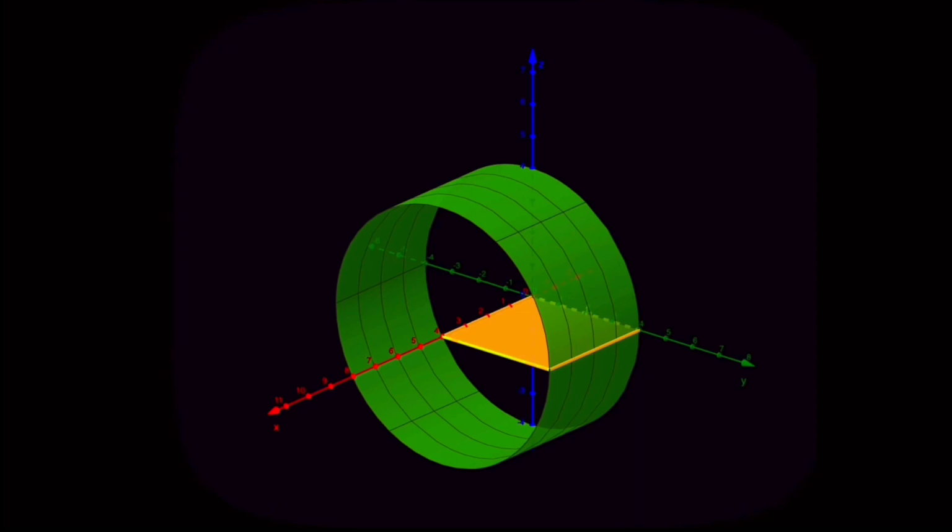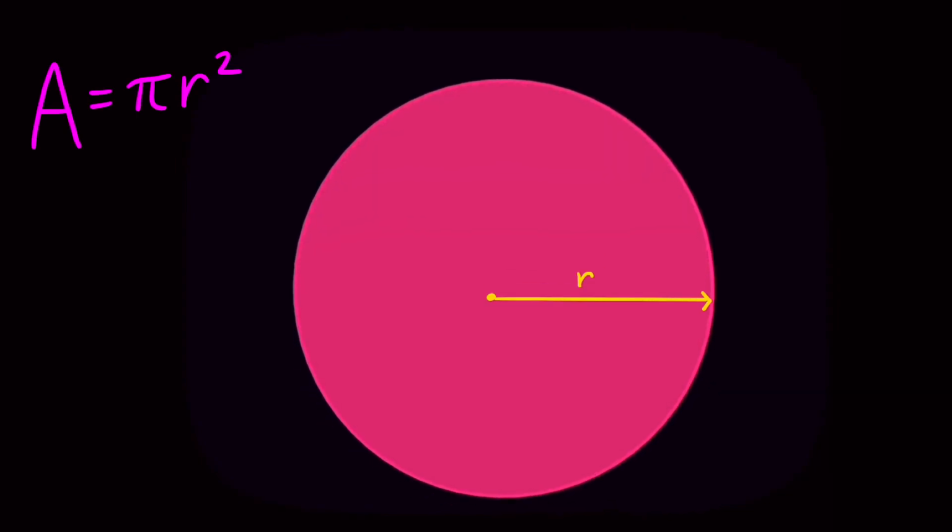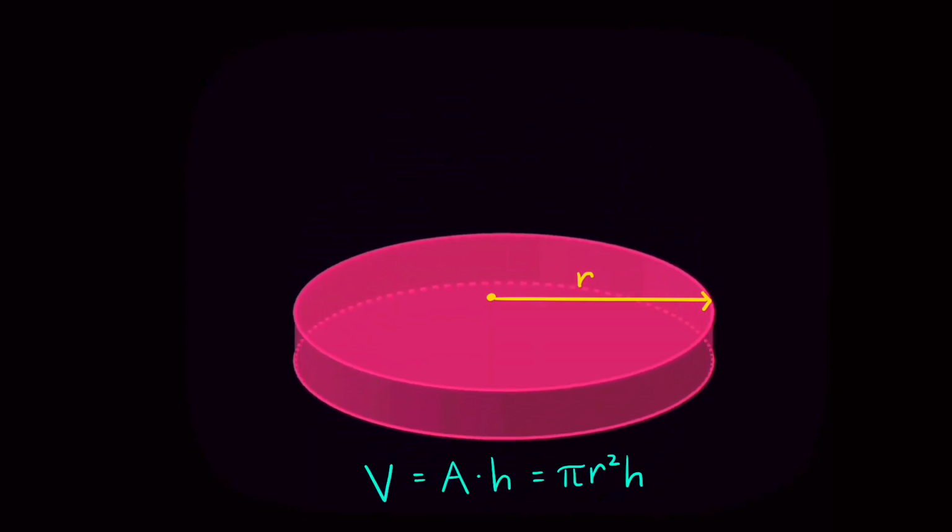So what is the volume of a cylinder? Well, to get the volume of a cylinder, we take its base area and we multiply by its height. That is, what is the shape of its base? Well, the shape of its base is a circle, and a circle's area is pi r squared. That is, pi times its radius squared. Therefore, its volume, being equal to its base area times its height, is V equals pi r squared times h.